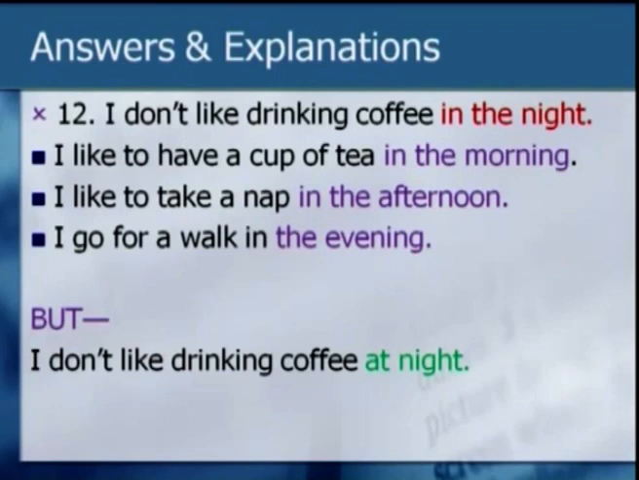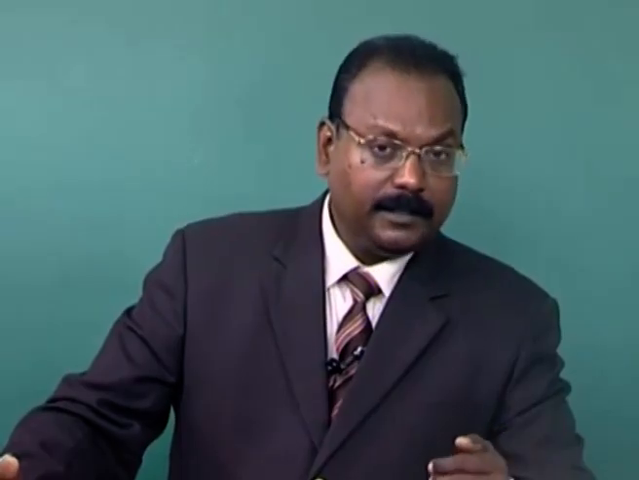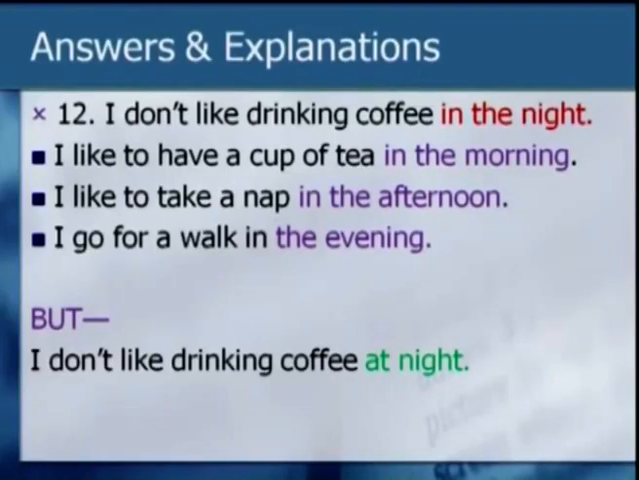I like to have a cup of tea in the morning, I would like to read the newspaper in the morning, I would like to go for a walk in the morning. So, all are okay. I like to take a nap in the afternoon, in the evening. So, these are all correct forms, but I do not like drinking coffee at night, I do not like to watch TV at night. So, whenever you use night, the preposition that is used is at night, okay, and not in, and the article the is not used.